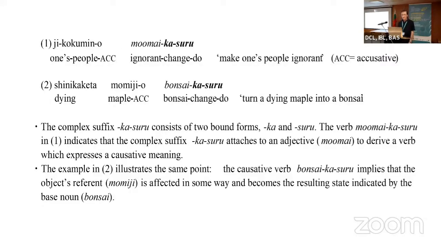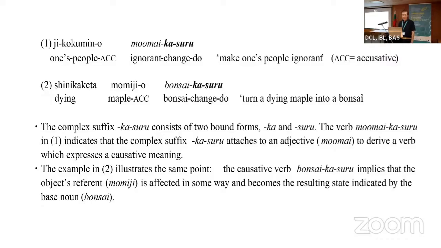Look at number 1, jikokumin, one's people, o accusative, momai, ignorant, ka, change, suru, do. So, jikokumin o momai ka suru means make one's people ignorant. And 2, shinikaketa, dying, momiji, maple, o accusative, bonsai, bonsai, ka, change, suru, do. So, shinikaketa momiji o bonsai ka suru means turn a dying maple into a bonsai.